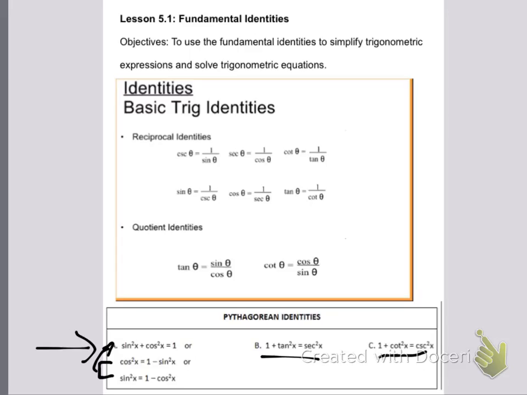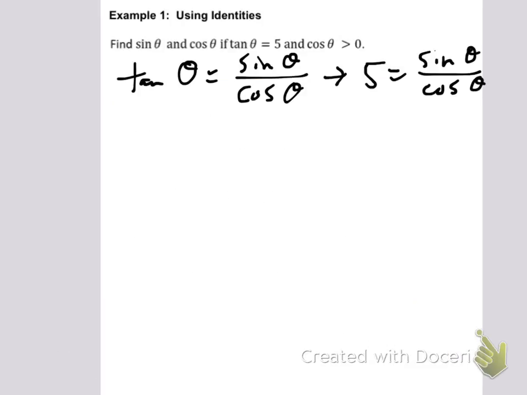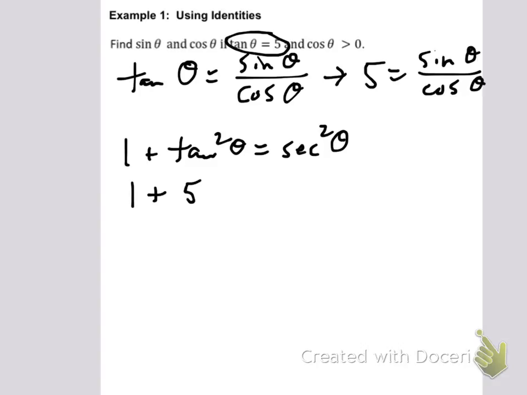Now, the problem is we don't know the sine or the cosine, so it makes it kind of difficult. But if we go back and take a look at this identity right here, it's got a tangent in it. It also has a secant in it, and secant is related to cosine. So we are going to use this particular identity. Now, tangent theta is 5, so I'm going to plug in 5, and I have to square it since the tangent is squared. So that turns out to be 26.